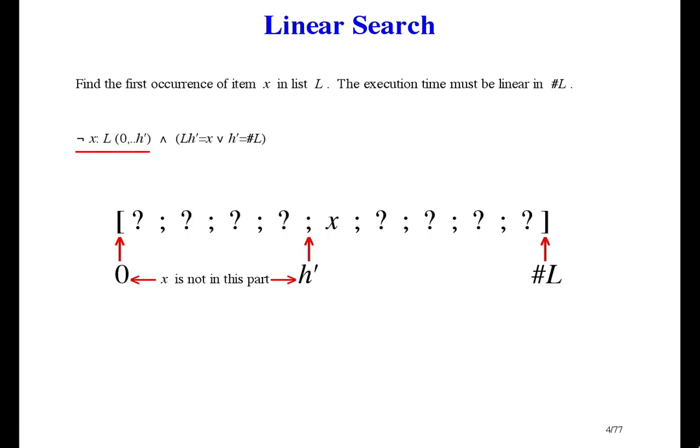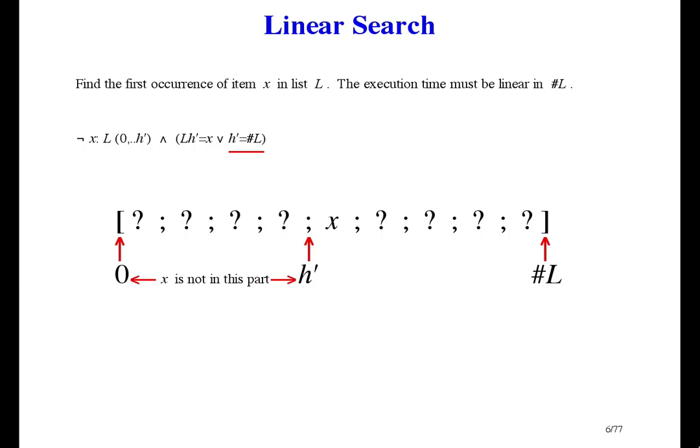The left conjunct says that X does not occur in list L from the beginning to H prime. Then there's a disjunction, and the left disjunct says X does occur in list L at position H prime. The left conjunct and the left disjunct together say that H prime is the position of the first occurrence of X. The left conjunct together with the right disjunct say that X doesn't occur anywhere in the list. If that's the case, we'll report it by assigning H the length of the list.